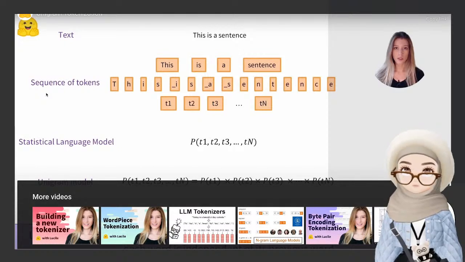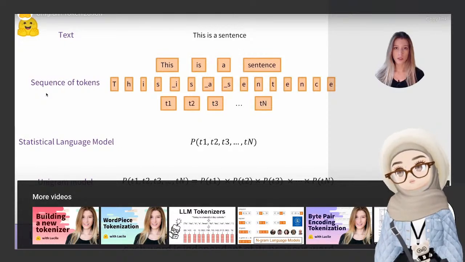Yes, you sort of lose context in n-gram language models.